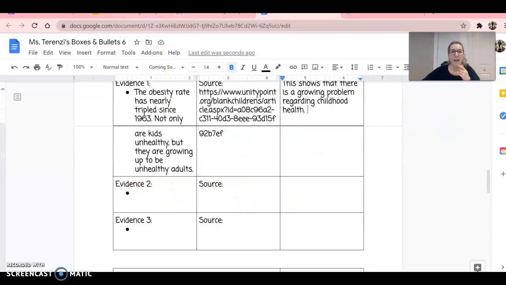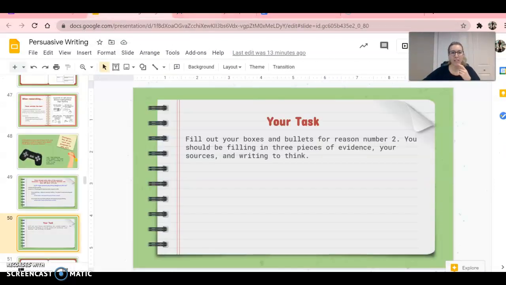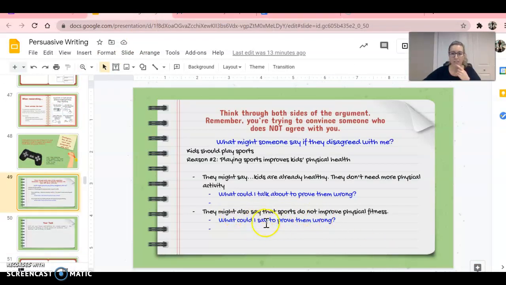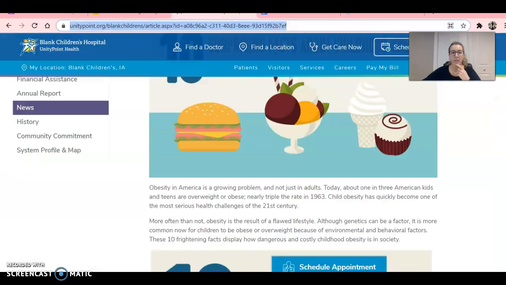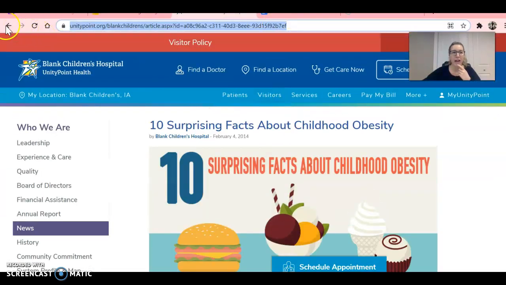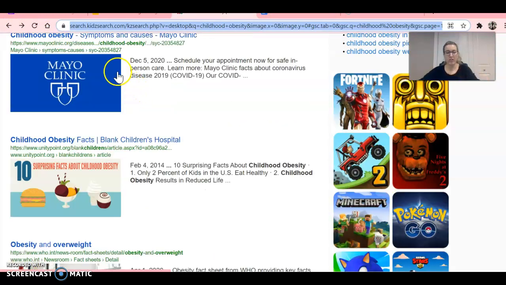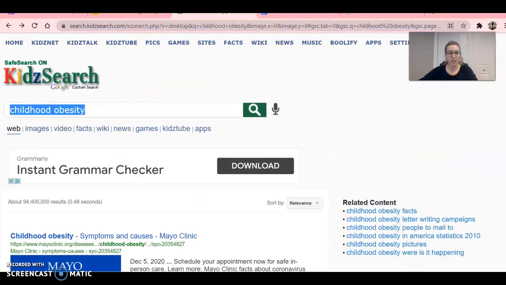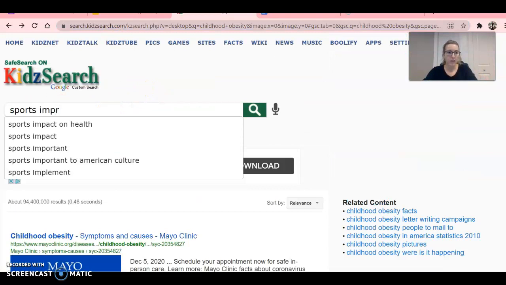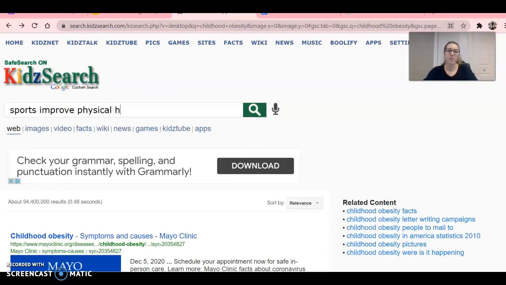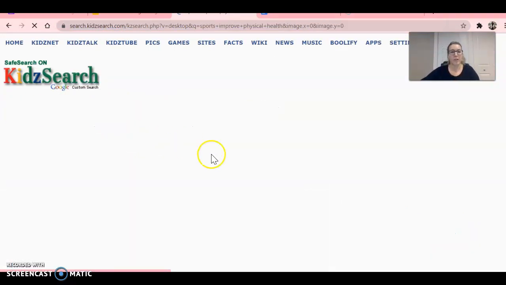for now. Now I said for my second piece of evidence, I was going to talk about the fact that sports improve physical fitness. So I have to figure out how to prove that. So I'm going to look for evidence to support the fact that sports improve physical fitness. So I'm actually just going to search sports improve physical health and see what I come up with.